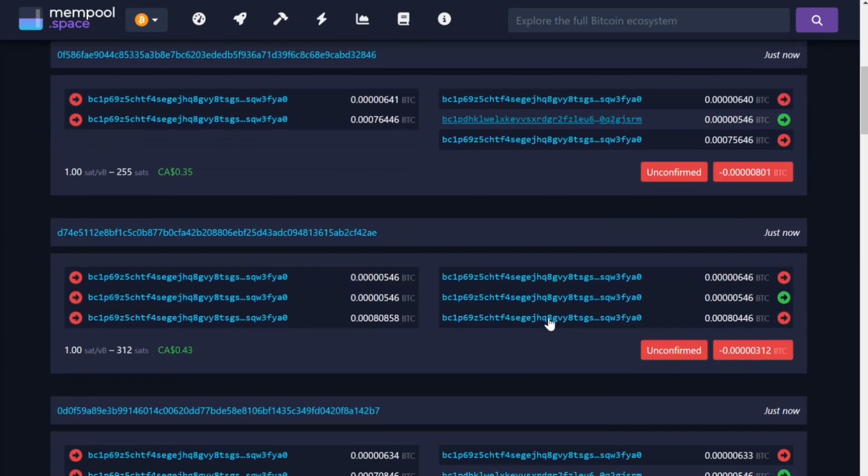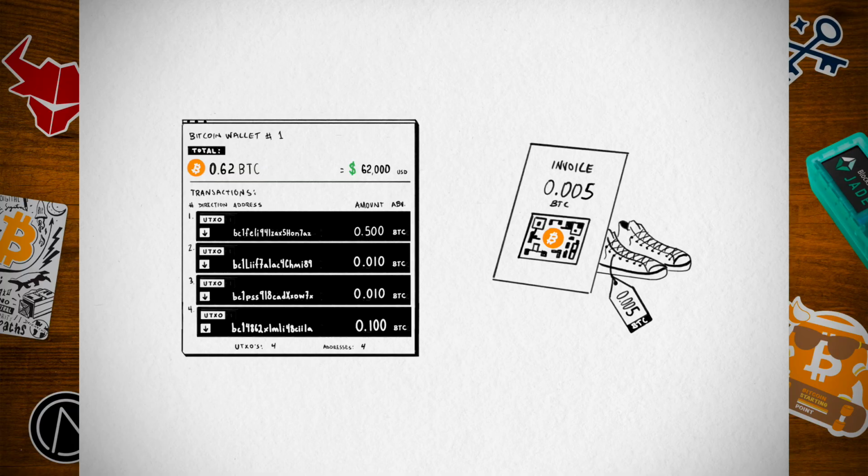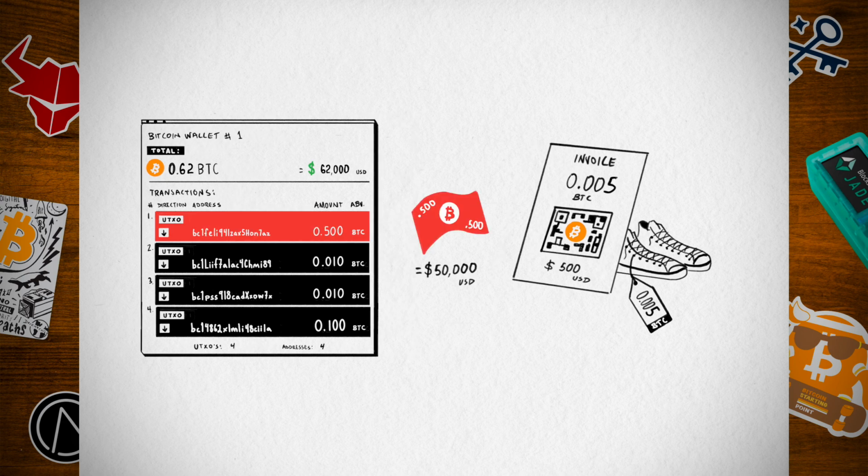Now, having multiple UTXOs might be great for privacy. For example, if you wanted to buy something today in Bitcoin that is worth 0.005, you would have to pull one of these bills out of the wallet. Let's picture this 0.5 Bitcoin bill that's in your wallet is essentially worth $50,000 today as I record this video. You wouldn't pay for a $500 item with a $50,000 bill, would you? The same is true for Bitcoin transactions.